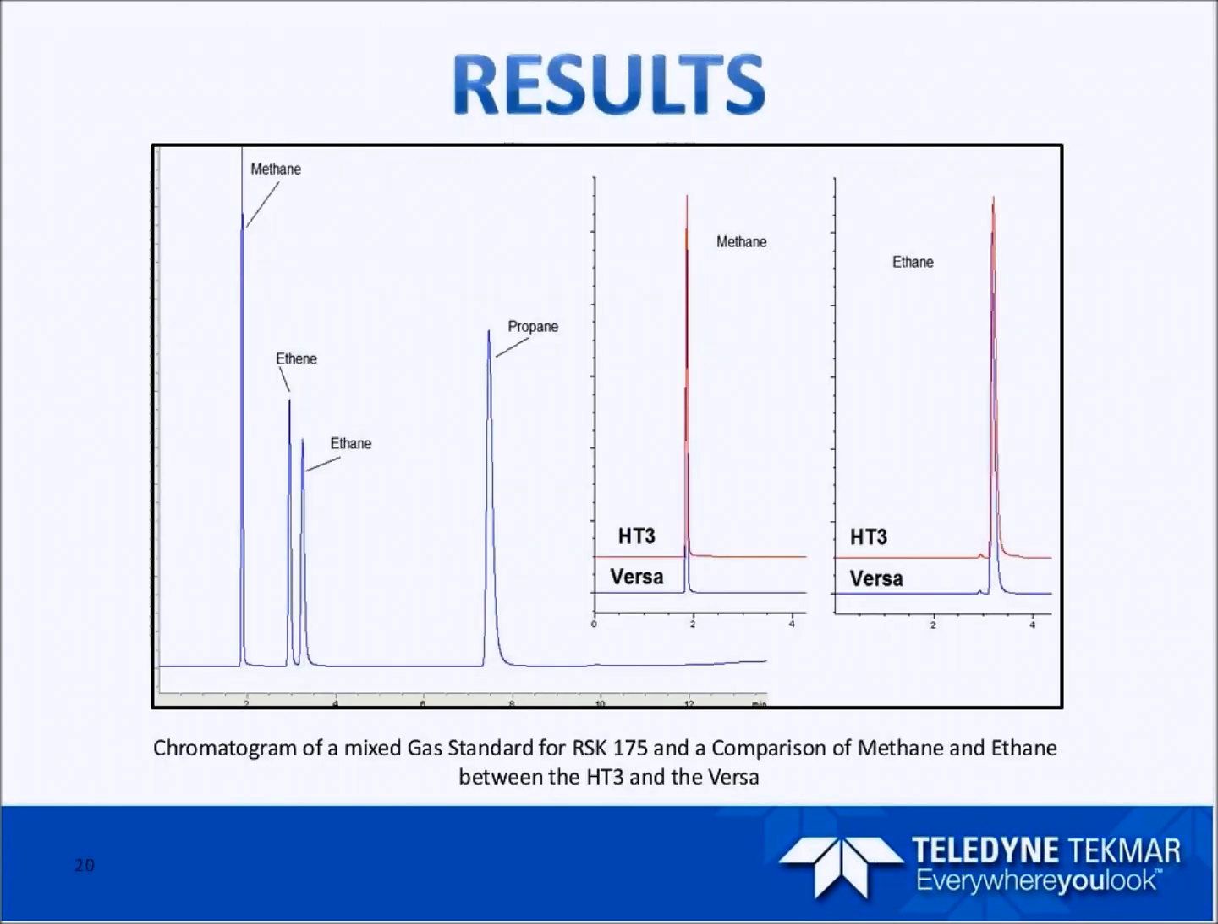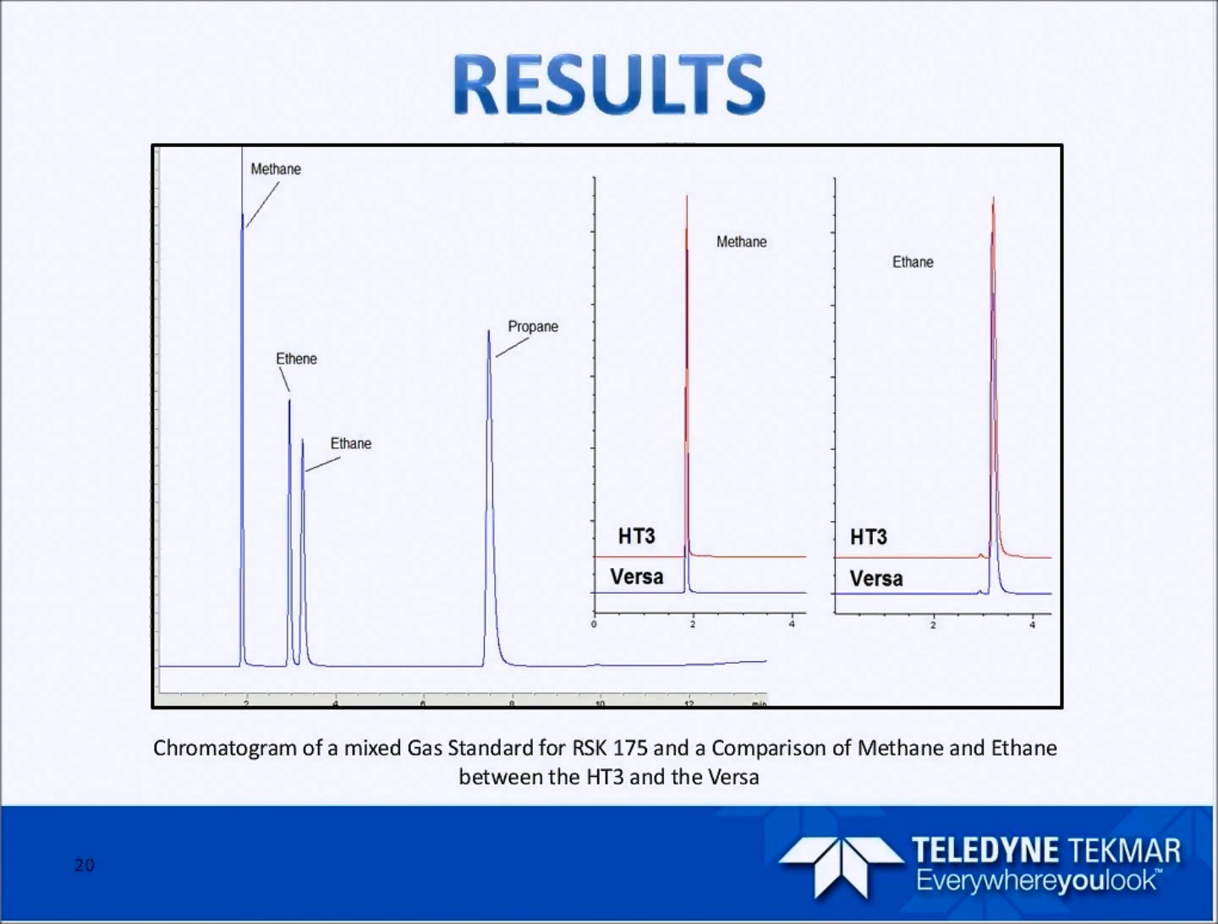Here's a chromatogram of a mixed standard, and you can see how it will look on an FID. The inset is actually the response on a HC3 and a Versa, overlaid to show that there really is no difference. I mean, you're running a loop method, so you would hope that there was no difference. But this just shows here that there is no difference.